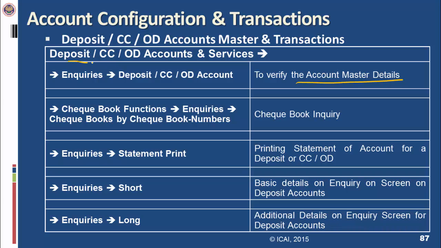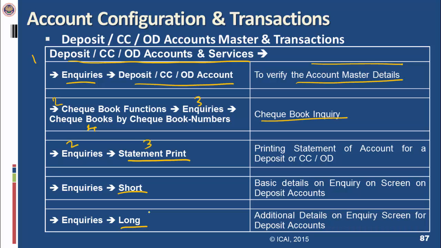Within that deposit CCOD account transaction master, we can verify the masters through this one. Go to deposit CCOD accounts and services, inquiries, deposit CCOD account to verify the account master details. To verify the checkbook inquiry, again we can go with this first stage, second, third, and fourth. Now this is how the flow goes. When we go deep into it, we can find out this way. For the statement printing, we go to the first stage, this, second stage inquiry, and third stage is the statement printing.